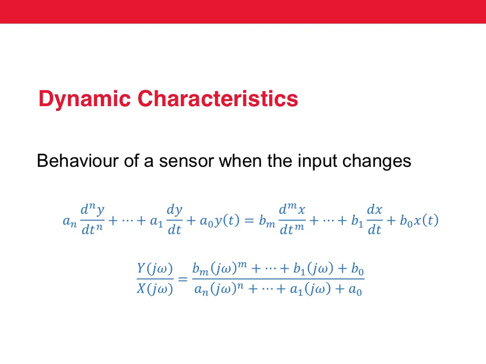We describe the change in output with respect to time as a function of the change in input by using a differential equation, which is shown here. You could also do a frequency domain representation of the differential equation, which is shown here. And as you can see, describing the dynamic characteristics can actually be very complicated mathematically.